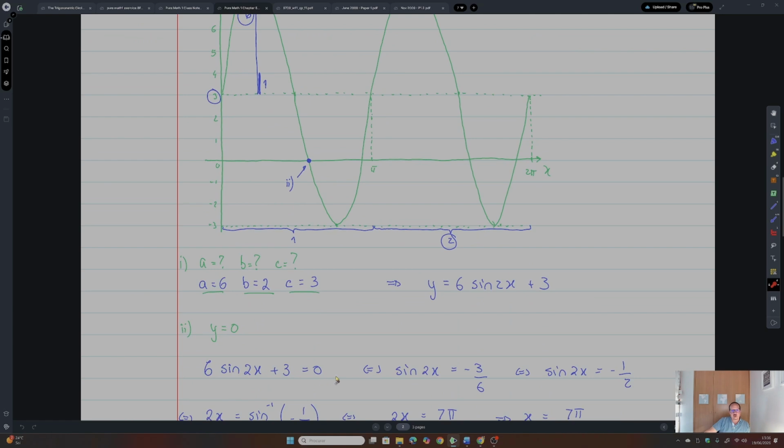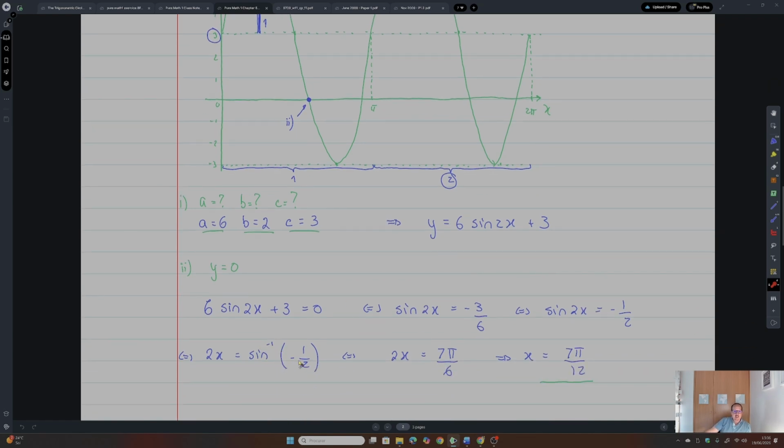How much is it? Well, you just have to solve the equation. Send the 3 to the other side, divide the whole thing by 6, and eventually you have sine of 2x equals -1/2. If you put that in a calculator, and by that I mean the sine -1 of -1/2, you will have this value over here.